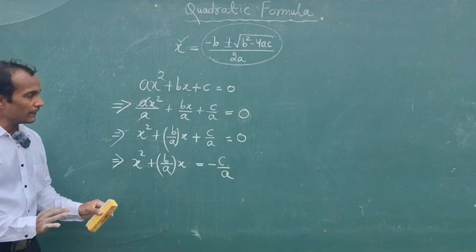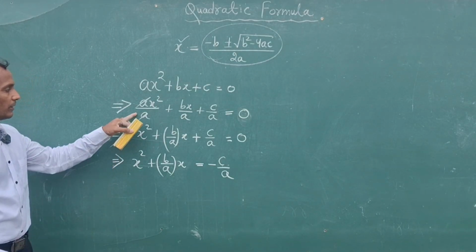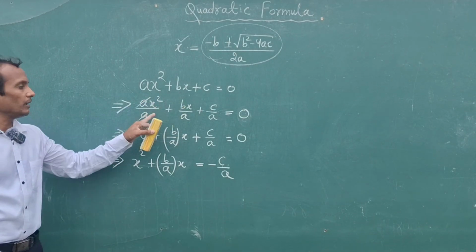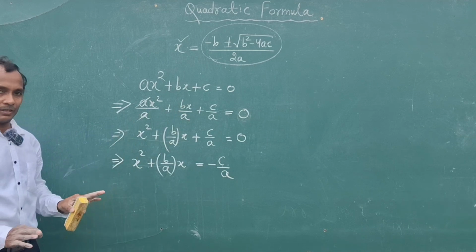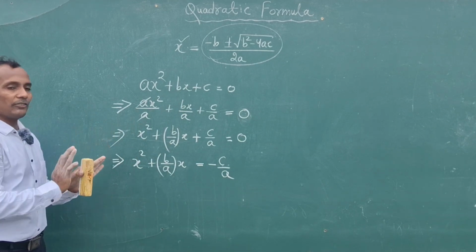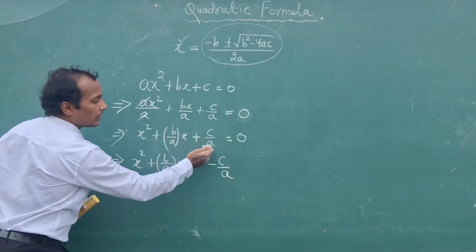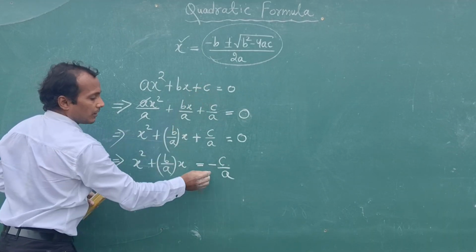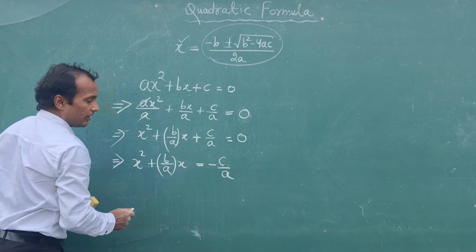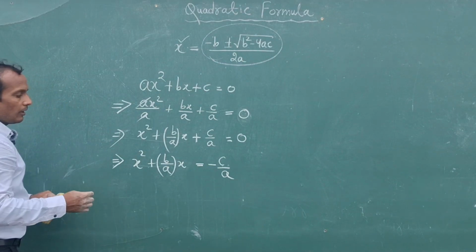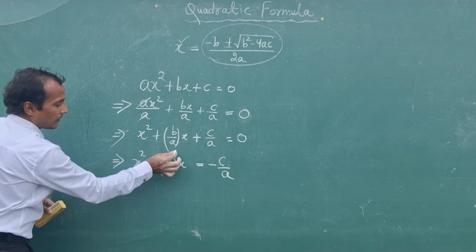Well, up to this it is clear, I think. One thing we did, we divided each term on the left side and right side by a. We did the same thing on both sides, correct? After that I transferred the third term, the constant term c by a, to the right side. It is minus c by a. Now I will try to make the left side a perfect square.